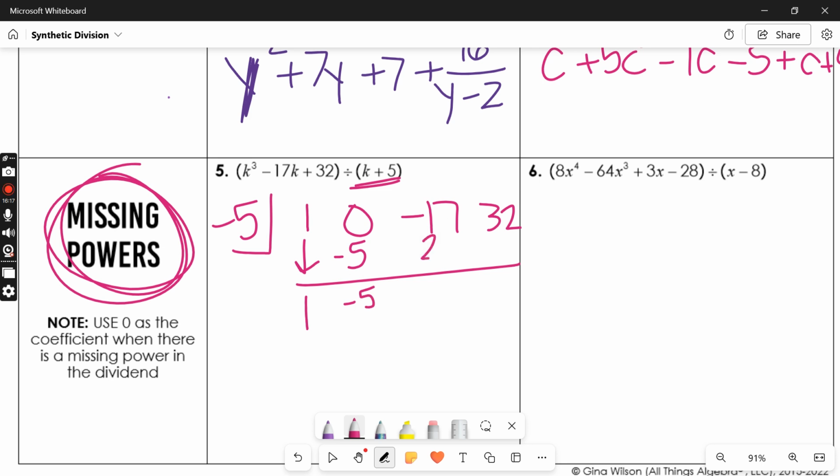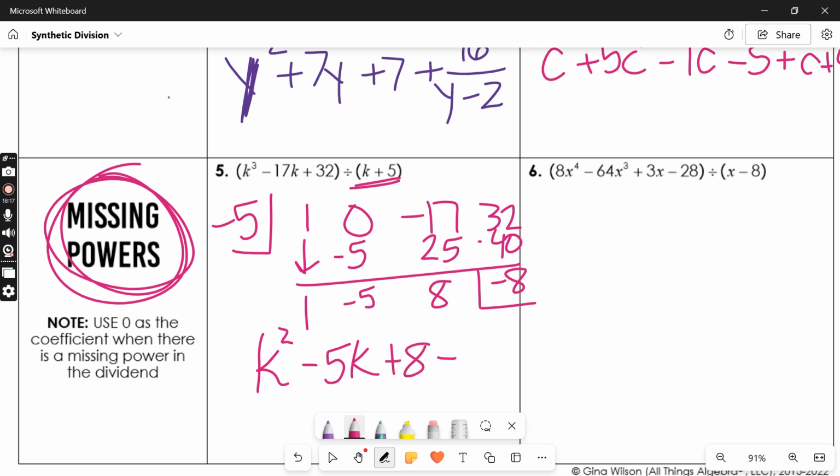Negative 5 times negative 5 is 25. When I add those, it is 8. Negative 5 times 8 is negative 40. When I add those, it is negative 8. And that's my remainder. Okay, so this was k cubed divided by k. So 3 minus 1 is 2. So this is going to be k squared minus 5k plus 8. Since this is negative, I'm going to put minus 8 over k plus 5.